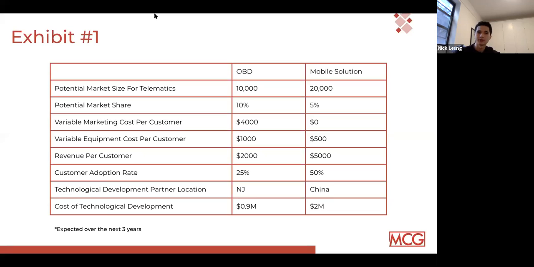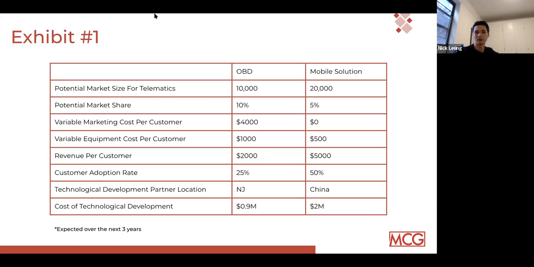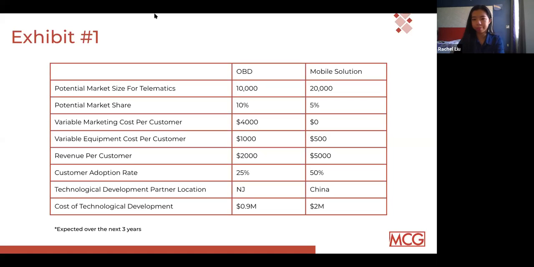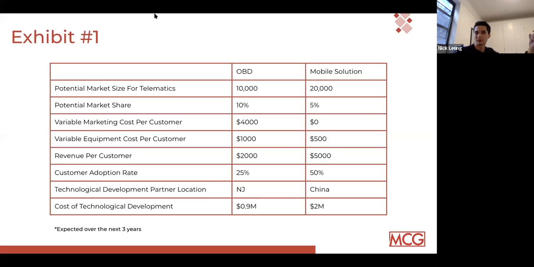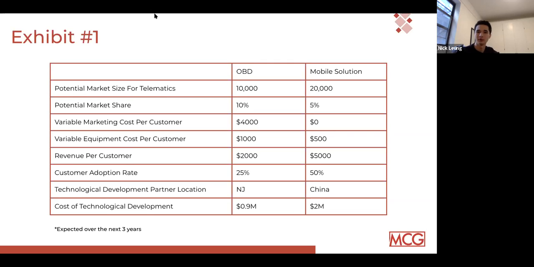So, right, what are we trying to solve for? We're trying to figure out whether auto drivers should pursue an OBD or a mobile solution. And we have a bunch of financial data about each solution. So revenue minus cost for each? Yeah, perfect. What are you trying to do when you take revenue minus costs? Profit. Yeah, profit. Perfect. We want to find the profitability of each solution.